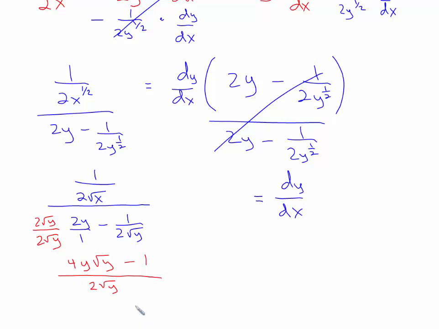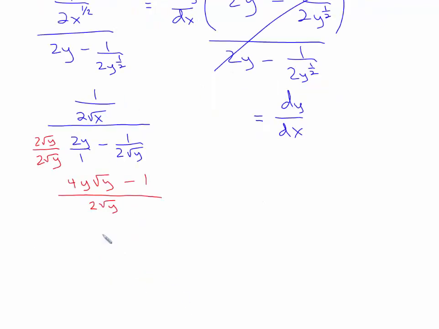Okay, so I've simplified this right here to get this. And then we're working with a complex fraction, so we're going to take the numerator and multiply it by the reciprocal of this. So I'm going to take the numerator, 1 over 2 square root x, and multiply it by the reciprocal of this, so that would be 2 square root y, that moves to the top, and we have 4y square root y minus 1, is equal to dy dx.